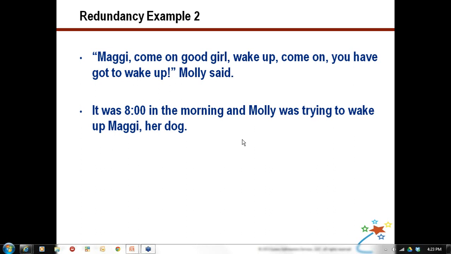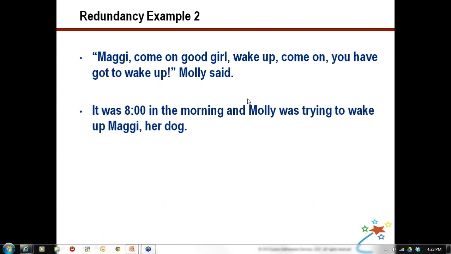As far as Maggie, come on, good girl, wake up, come on, maybe, but sometimes if you're trying to wake somebody up, you might repeat, come on, get up, time to get up. You might repeat it because they're a little groggy. So that's kind of a judgment. You can either feel, come on, wasn't necessary, or I feel that it was okay. Come on, good girl, wake up. Come on, you have to wake up.